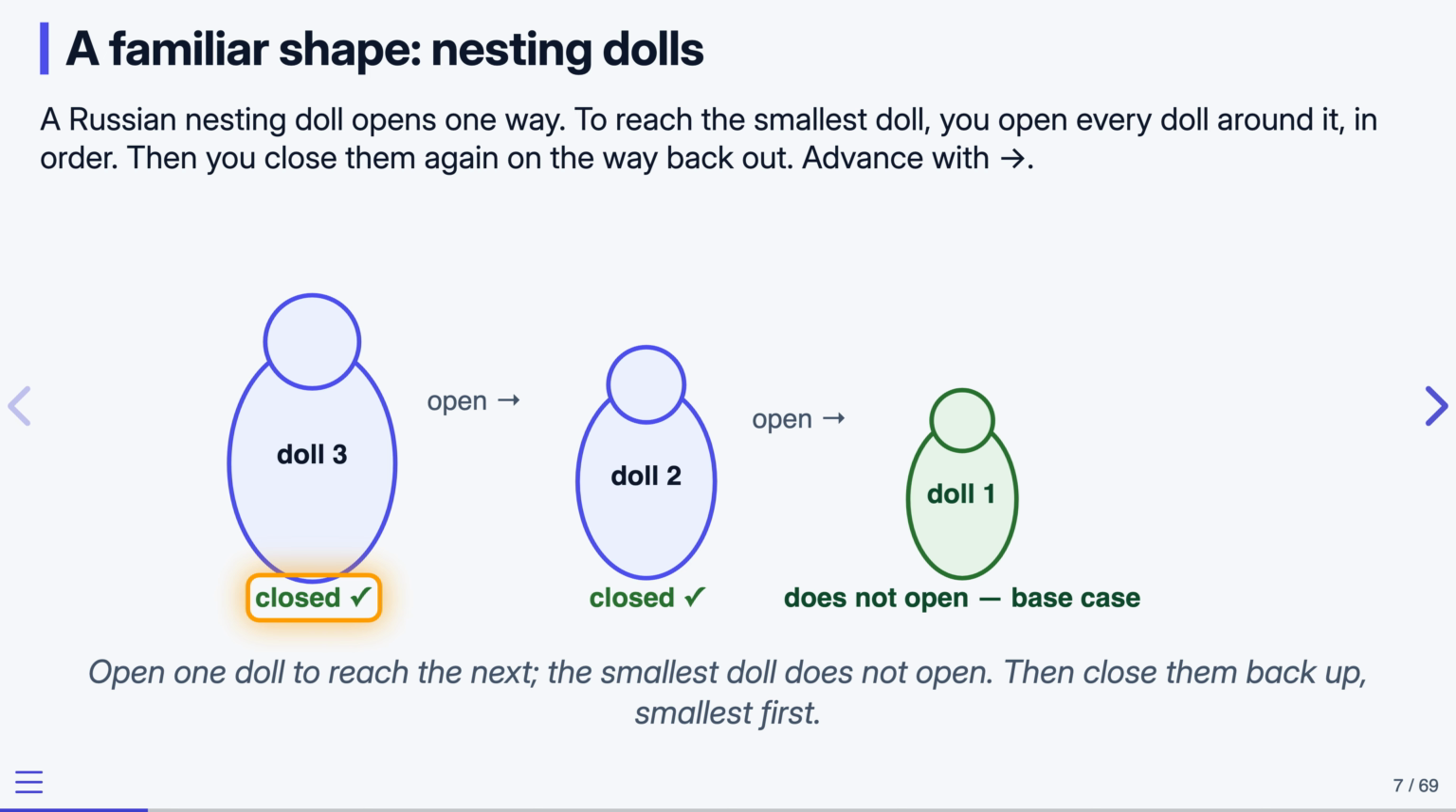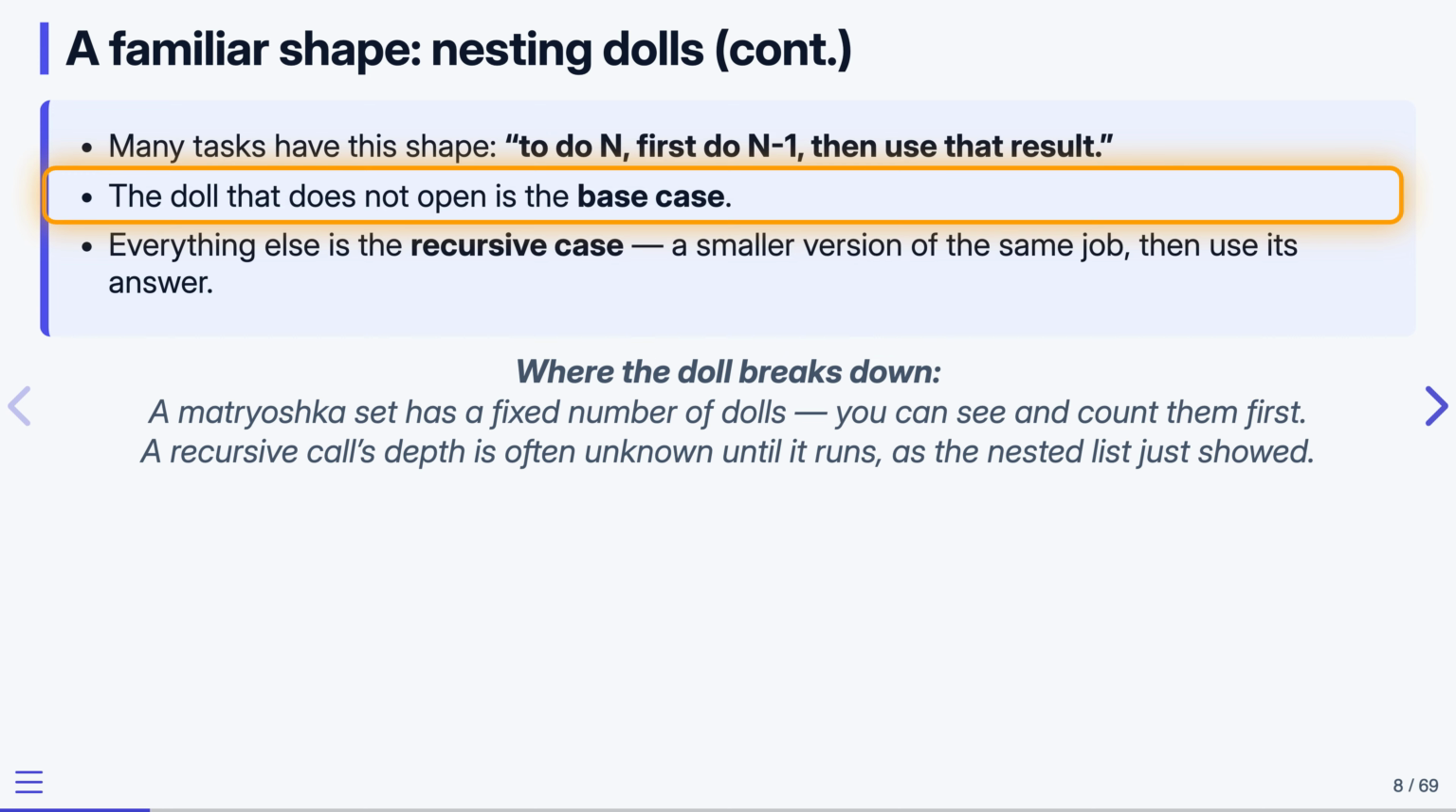Let us name the shape we just saw. Many tasks work like this. To do n, you first do n minus 1, and then you use that result. The doll that does not open is the base case. It answers on its own, and it starts no new work. Every other doll is the recursive case. It does a smaller version of the same job, and then it uses the answer that comes back.